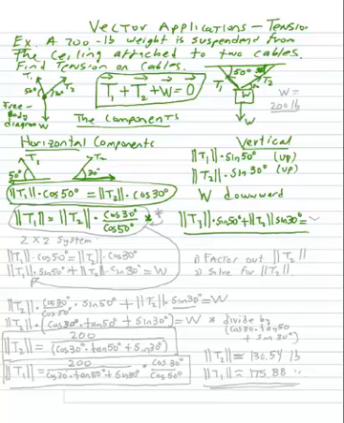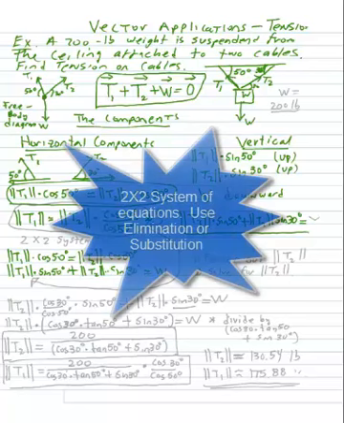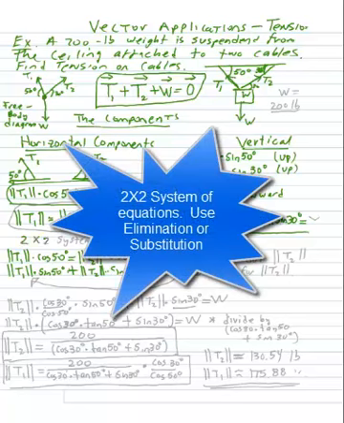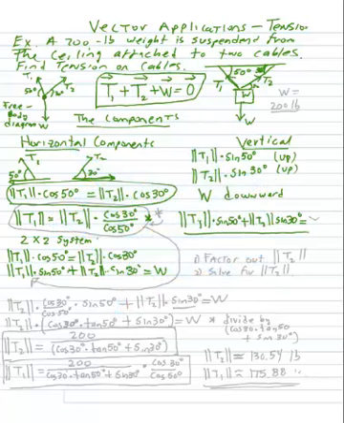Our two equations again: the magnitude of T1 cosine of 50 degrees is equal to the magnitude of T2 times the cosine of 30 degrees. And the second equation for the vertical components, the magnitude of T1 times the sine of 50 degrees plus the magnitude of T2 times the sine of 30 degrees is equal to W. This forms a 2 by 2 system of equations. The goal is to solve for the two unknowns, the magnitude of T1 and the magnitude of T2. So we're going to use the method of substitution.